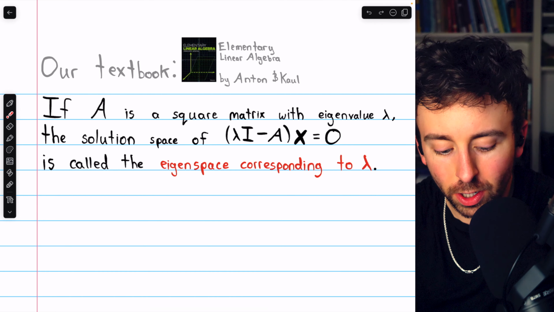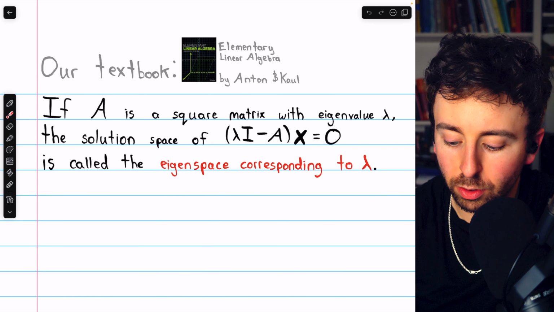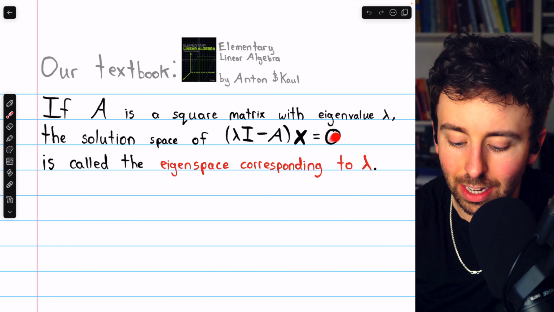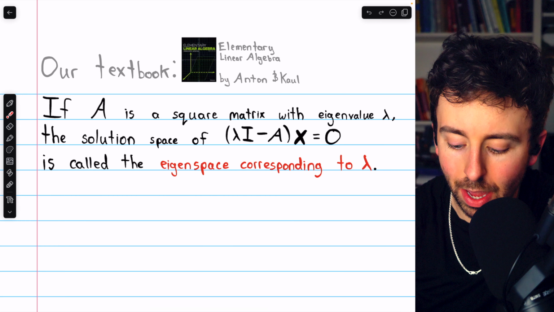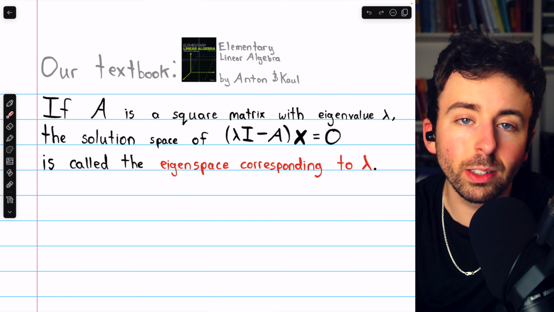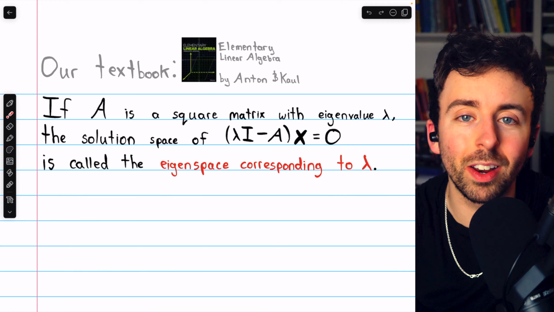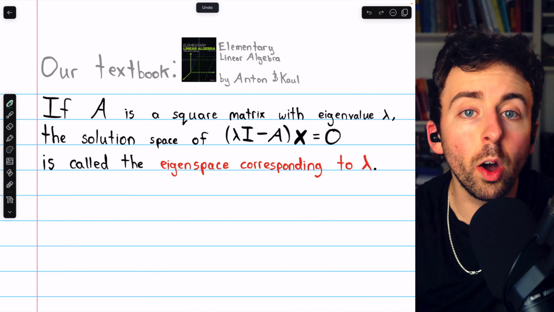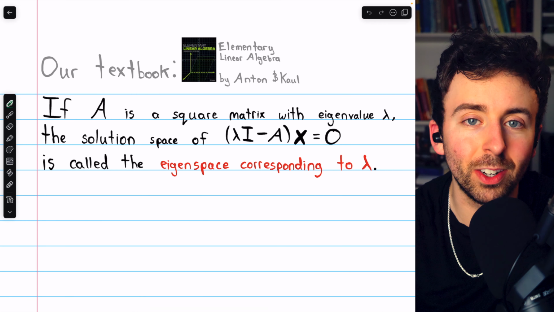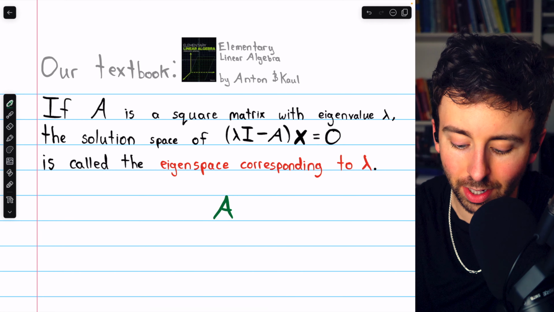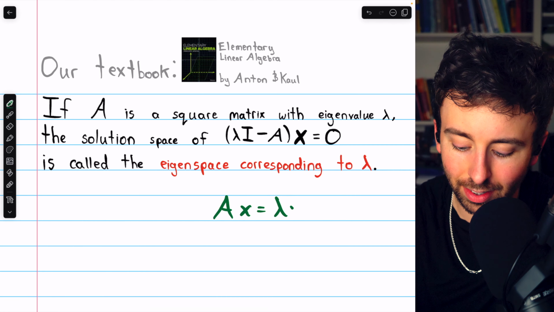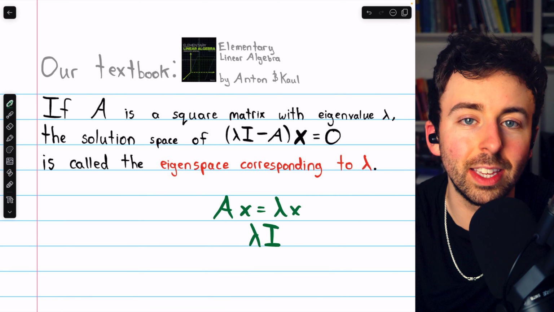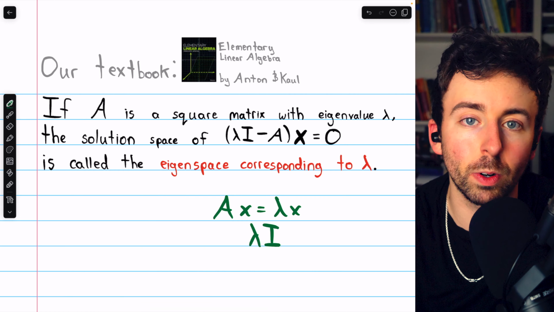Let's begin with the definition. If A is a square matrix with eigenvalue lambda, the solution space of this homogeneous linear system is called the eigenspace corresponding to lambda, and it is a subspace of the corresponding vector space. Now, this (lambda I minus A) times x equals 0, hopefully you recall that just comes straight from the definition of eigenvalues and eigenvectors, that Ax equals lambda x. And then we just subtracted the Ax from both sides and wrote lambda as lambda times the identity so that we could treat it as matrix multiplication.